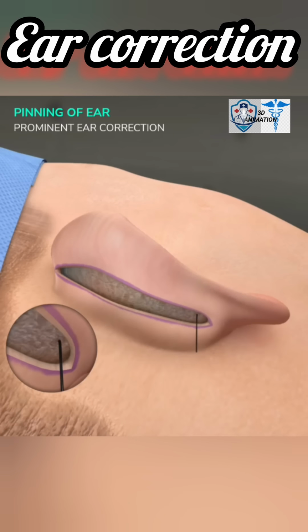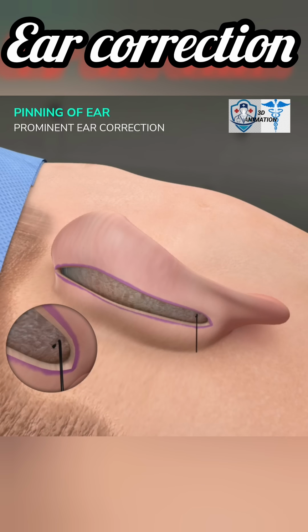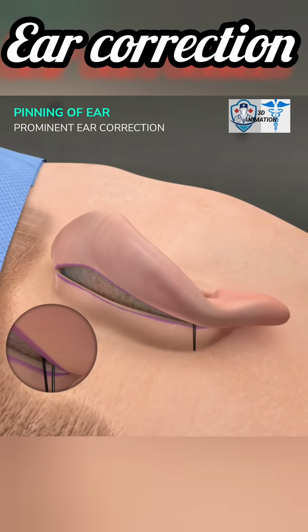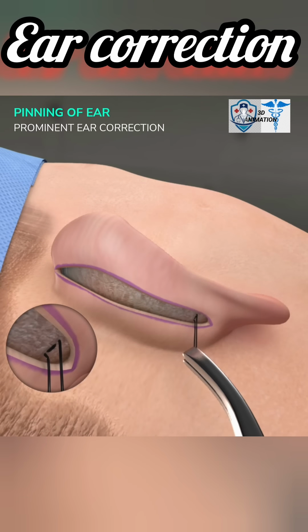Perform the first bite of a single interrupted stitch at the lower part of the incision through the cartilage. Check the front of the ear to make sure the stitch hasn't gone through the skin. Perform the second bite of a single interrupted stitch at the lower part of the incision through the cartilage. Do a single throw to test the position of the stitch and the effect on the ear prominence. After testing the individual stitch, untie it and apply the clip.